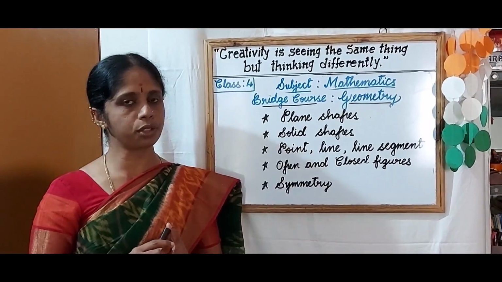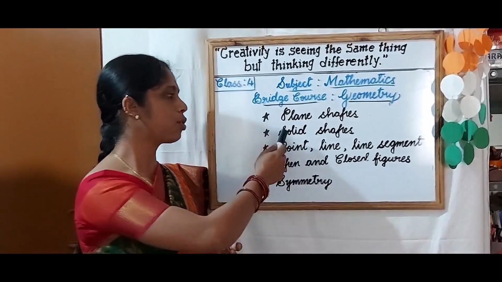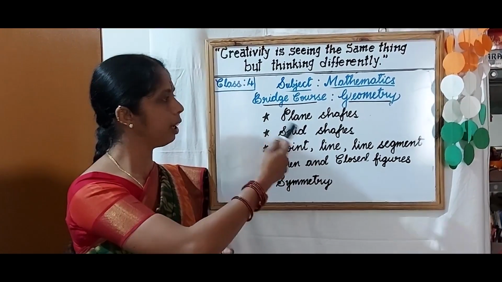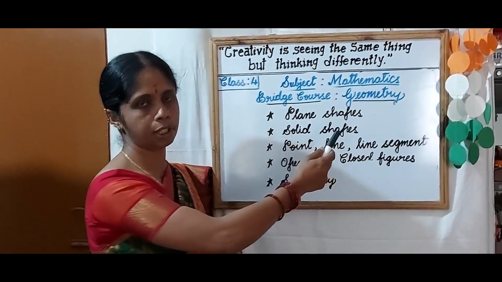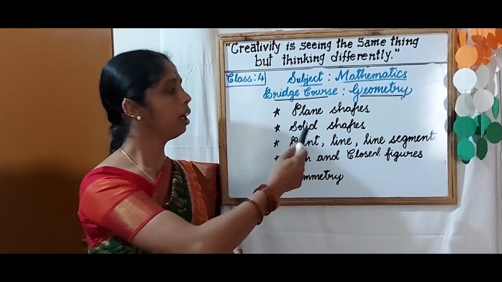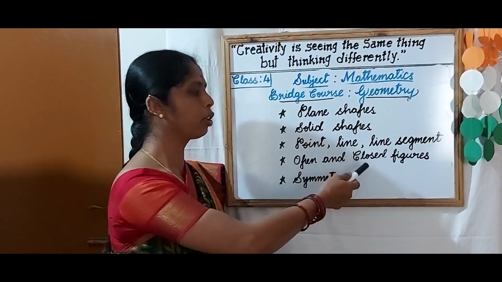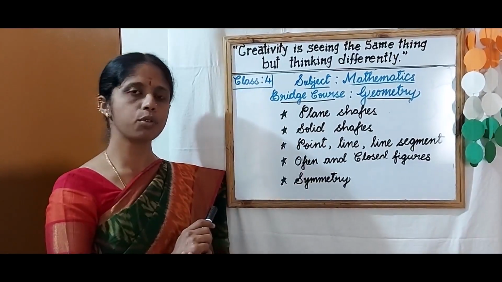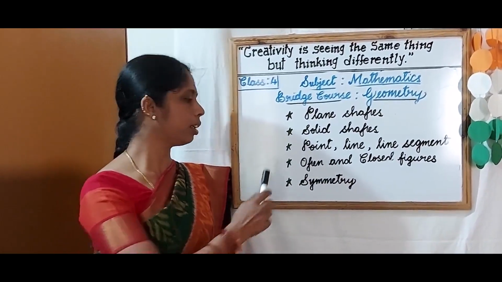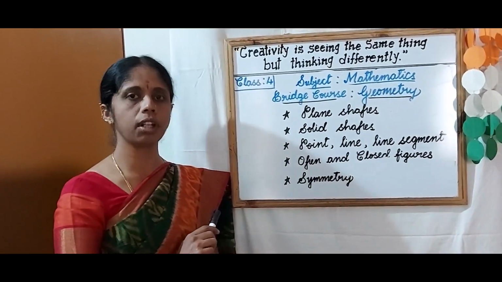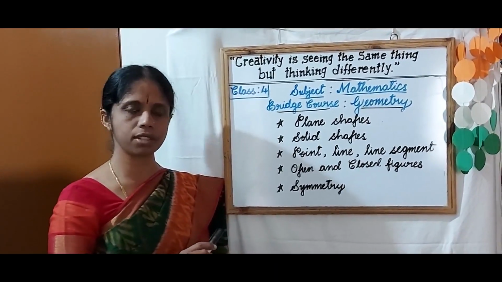Alright, what did we learn today? We have recalled all these concepts: plane shapes and solid shapes and their properties, with point, line segment. These definitions and measuring the line segment we have recalled. Again, open and closed figures, how to identify and how to frame open and closed figures we have recalled. Then finally symmetry in nature and symmetrical shapes. We have recalled all these concepts in today's session.